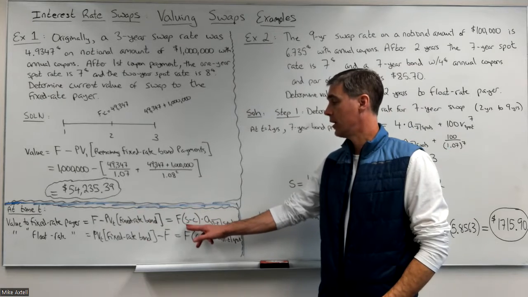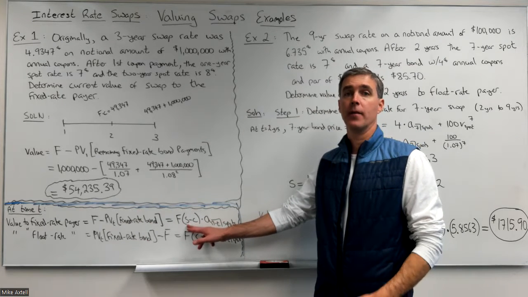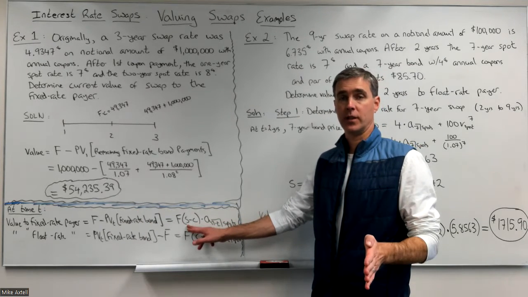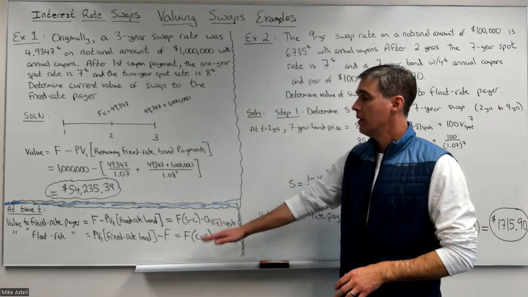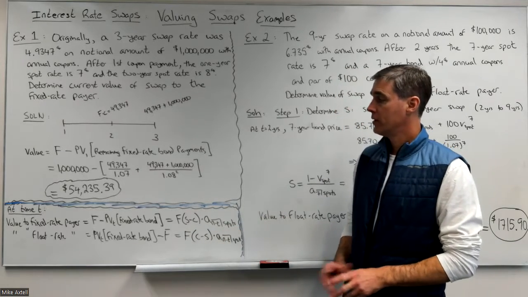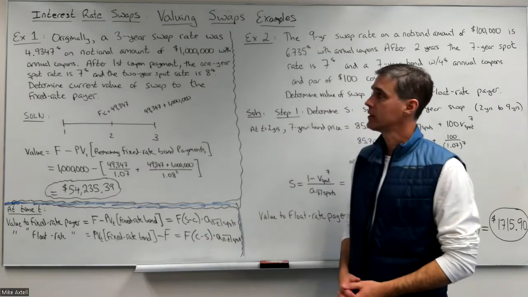was the original swap rate and S is the swap rate that's on offer at time t for an n minus t duration interest rate swap. The value to the float rate payer is exactly the opposite in both cases.